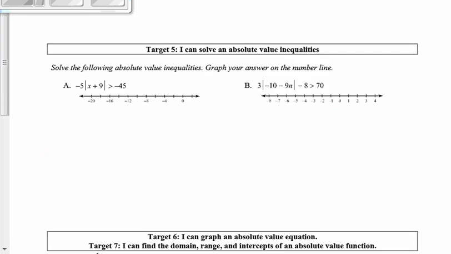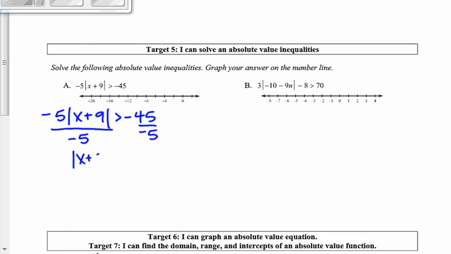So sticking with our absolute value, now we have absolute value inequalities. So here I treat them in a very similar way that I would an equation. So on A, I'm going to divide both sides by negative 5. Here, I'll rewrite it so you can see. I'm going to divide both sides by negative 5 to get the absolute value brackets by themselves. But what you have to remember is when we divide by a negative, we have to switch the sign. And then we have negative 45 divided by negative 5, which would be positive 9.